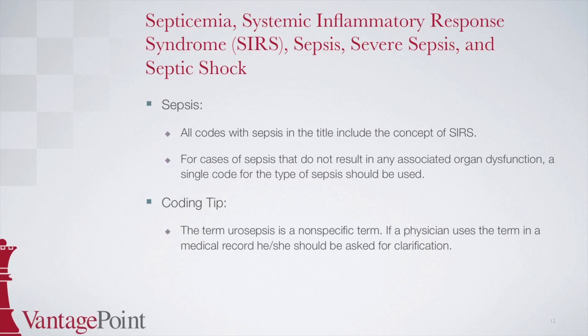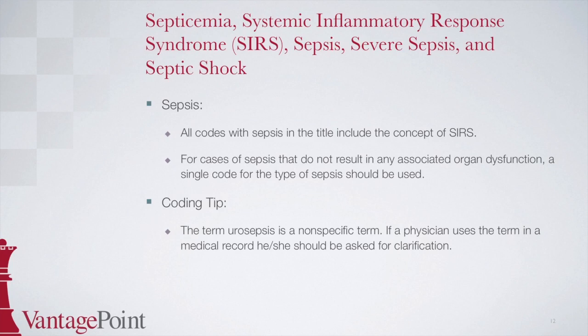If the patient's sepsis does not result in any type of organ dysfunction, you're going to use a single code indicating the type of sepsis, such as A40.1, which is sepsis due to group B strep. If you remember from ICD-9, capturing the same scenario would have required two codes, one for sepsis and another for strep infection.